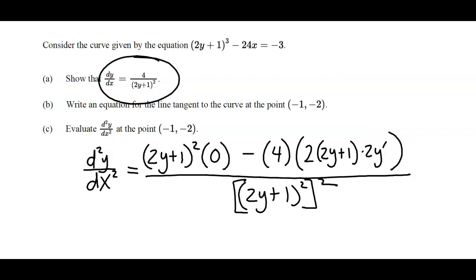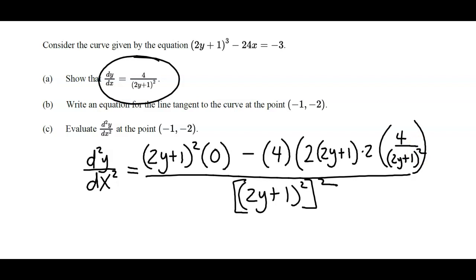All right, so I'm going to go through here and I'm going to erase the y prime. And I'm going to replace that with that whole expression. Just like that. All right?